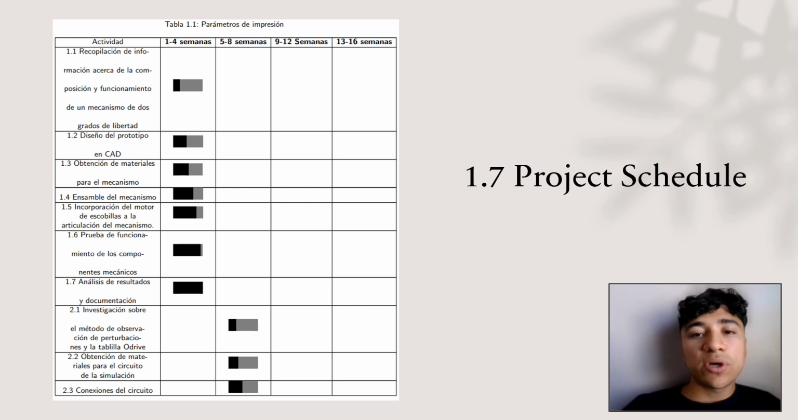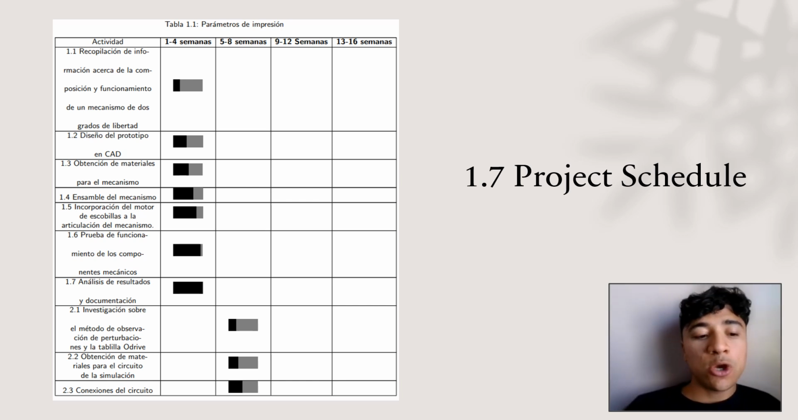And moving on with the project schedule, we have this table which shows the different activities. For example, at first we're going to gather some information regarding the composition and the working of a 2 degrees mechanism. Then we're going to design a CAD prototype, get the materials, assemble the mechanisms, and then implement the motor into the mechanisms. We're going to do some tests, and we're going to analyze and document the results.